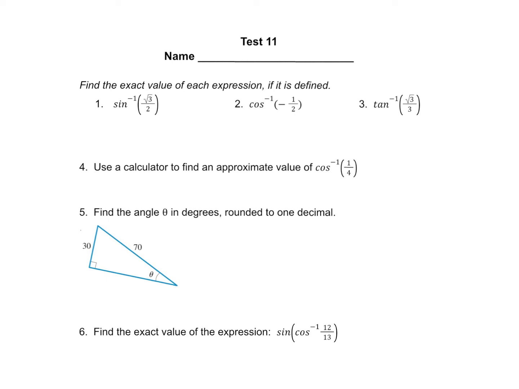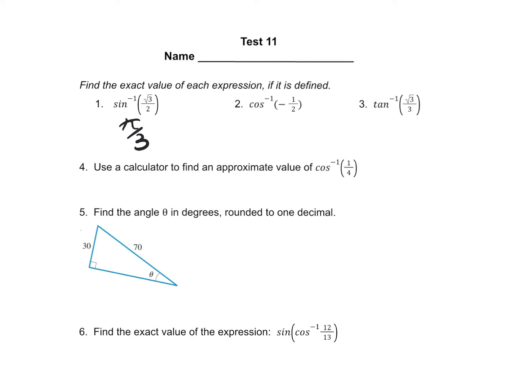Right, guys, let's knock out this review, test 11. Here we go. First three, find the exact value of the expression. These are all inverses. Number one says inverse sine of square root of 3 over 2. It's asking you where is sine square root of 3 over 2? That happens at pi over 3.